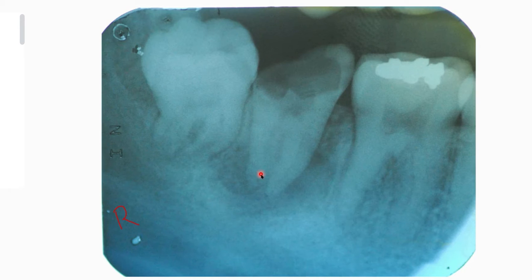The epicenter of the radiolucency is contacting the tooth root apex. The radiolucency is not surrounded by a sclerotic border. It does not resorb the root structure. There is no effect on the adjacent structures. Okay, so this is what I want. All these points have to be mentioned in your interpretation. Clear? Next, coming to 8.